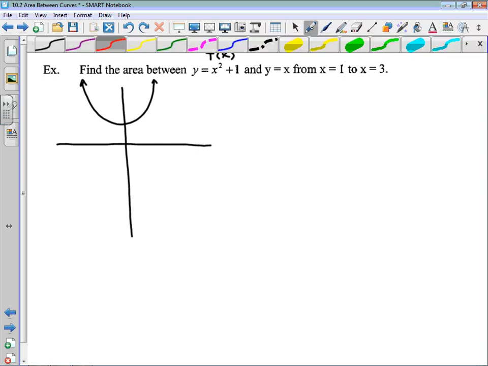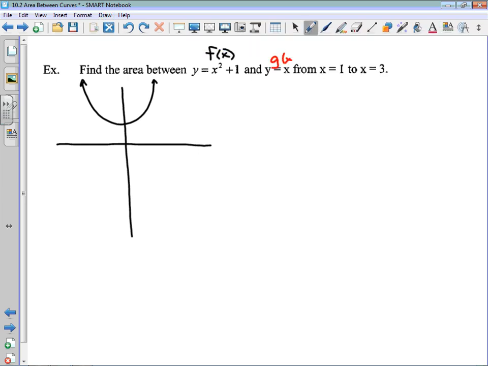G of x, and then y equals x would be this red line right here. Like I said, that is the graph at the start of the notes. And then because we're looking at that region from x equals 1 to x equals 3, a lot of students want to find out the values of the functions, but we don't really need them. The calculus is going to do all that heavy lifting for us.